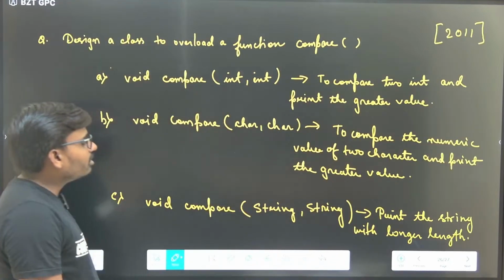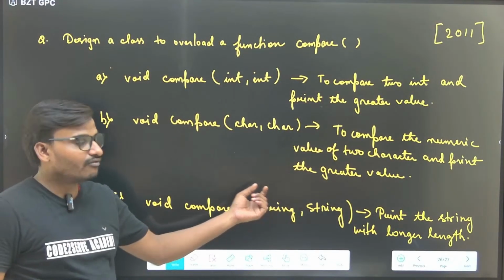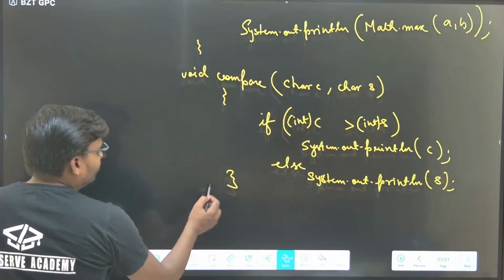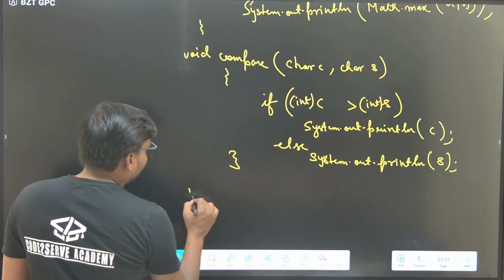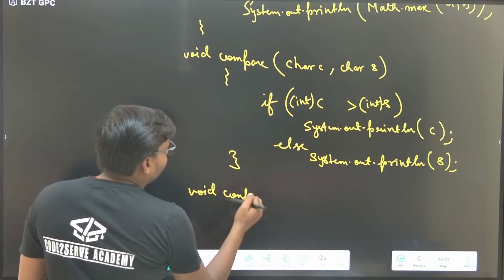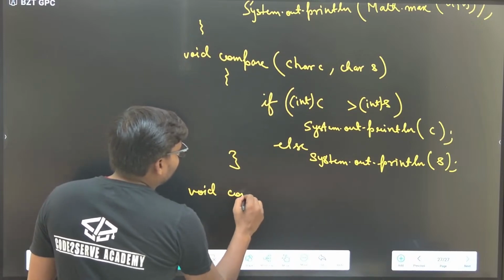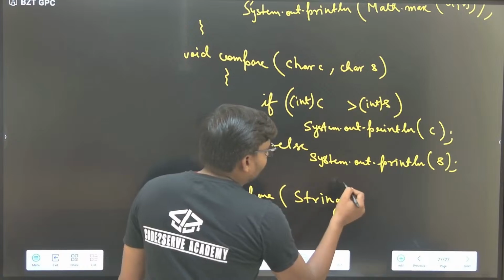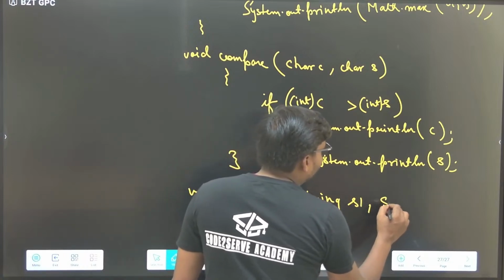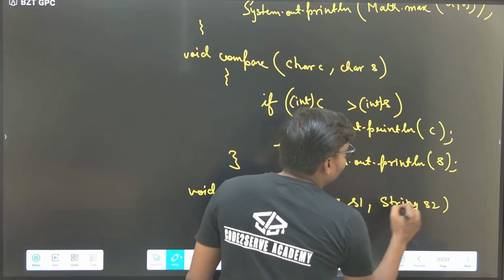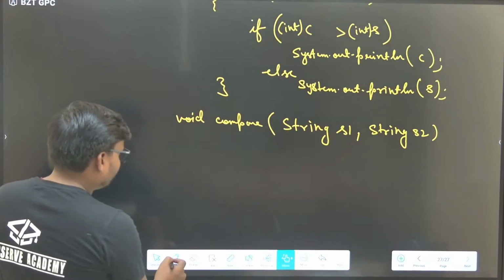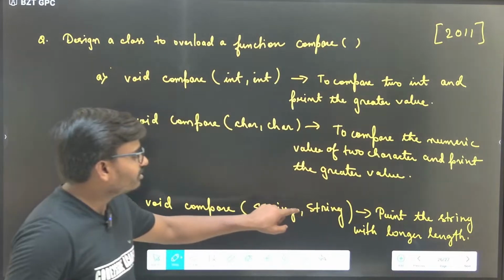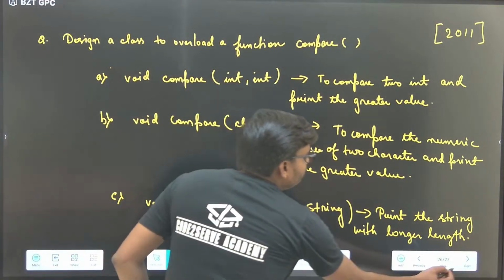And similarly, the third part is you receive two strings and you have to compare the length of these two strings. So how can you do that? Similarly, you will say void compare, and in this you will get two strings, String s1 and String s2. Inside this, you have to compare the length. Whosever length is greater, you have to print that string. So what can we do?